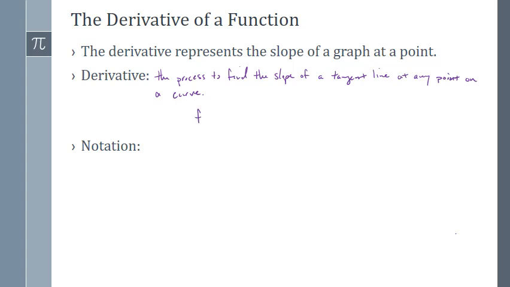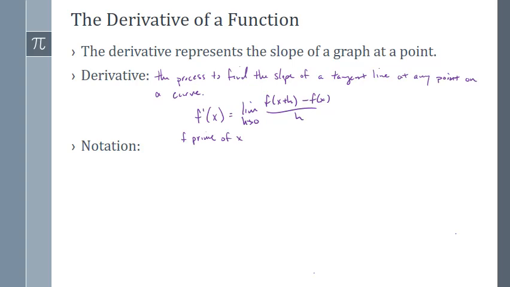We're going to talk about the notation. f prime of x, that's how we read that. f prime of x is equal to the limit as h goes to 0 of f of x plus h minus f of x, all over h. And that is like the number one part of calculus, finding derivatives of functions. And that's just found by using that limit process.